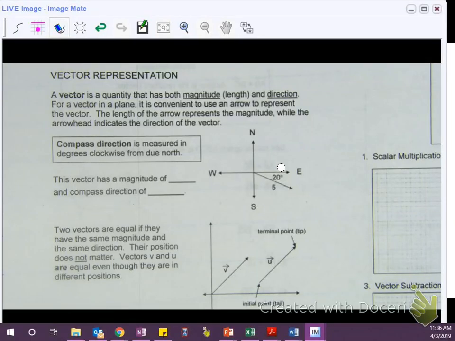Okay, so we picked up this paper today. We're going to take some notes on this. Then I'm going to return your papers from last class, and you'll use both sets of notes to help you work on the practice problems on those two sheets.